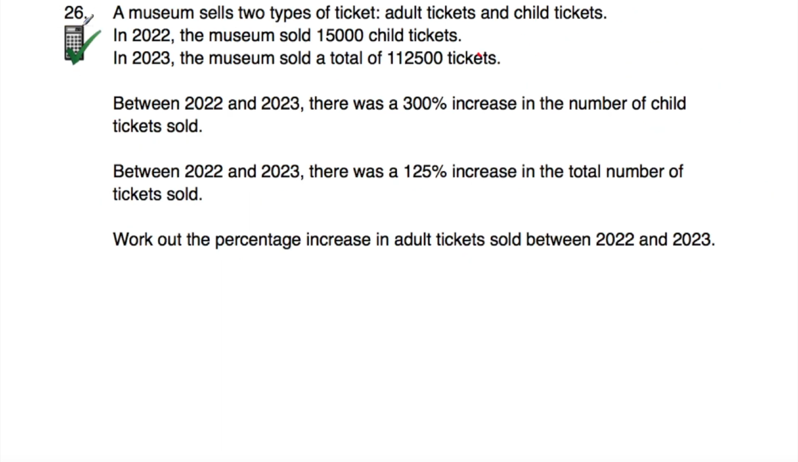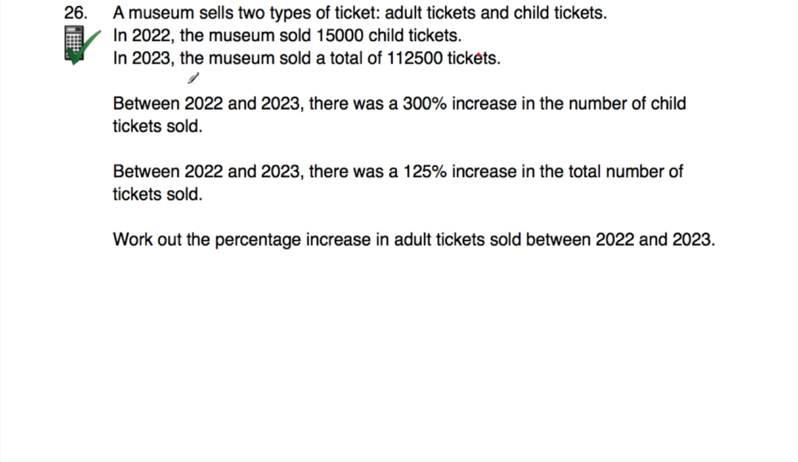Okay, let's have a look at our next question, question number 26. So question number 26 says a museum sells 2 types of tickets. They sell adult tickets and child tickets. And then we're told some information. We're told in 2022, the museum sold 15,000 child tickets. And then we're told in 2023, the museum sold a total of 112,500 tickets.